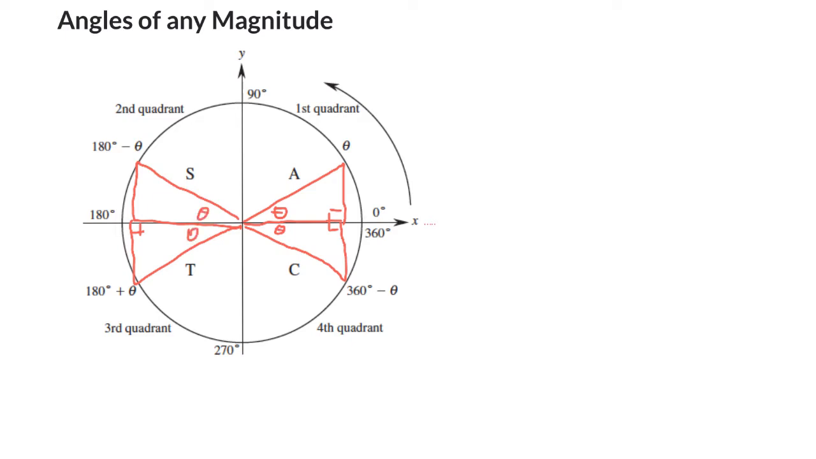Now what I've created here is four congruent triangles. But what I have done, in fact, is flipped them in different directions. So their x and y coordinates are different, which means we're going to end up with different values here. Now in our first quadrant, both x and y are positive, which is why all trig ratios in the first quadrant are positive.